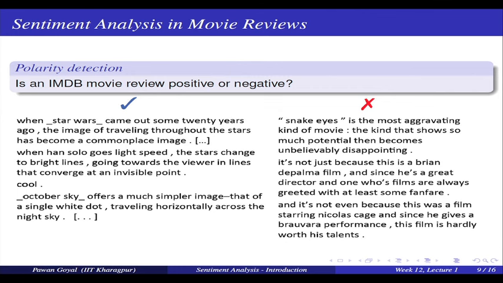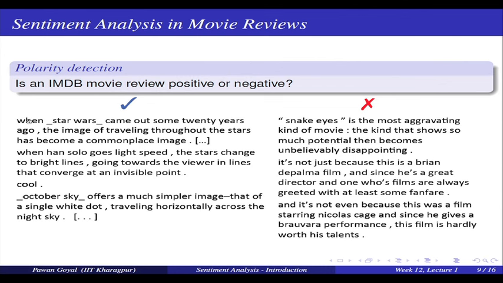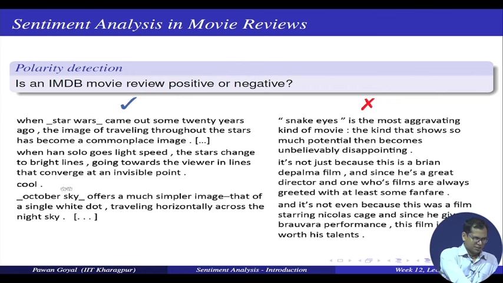So let's see some example. So on IMDb you are having 2 different reviews and you want to find out whether they are positive or negative. So here are 2 reviews. On the left hand side, you have, about when Star Wars came out some 20 years ago, the image of traveling through the stars has become an image, and then you find something like cool, and this is the movie October Sky. It offers a much simpler image, a white dot traveling horizontally across the night sky, and overall this gives a positive picture. You have the word like cool here, and this gives a positive picture.